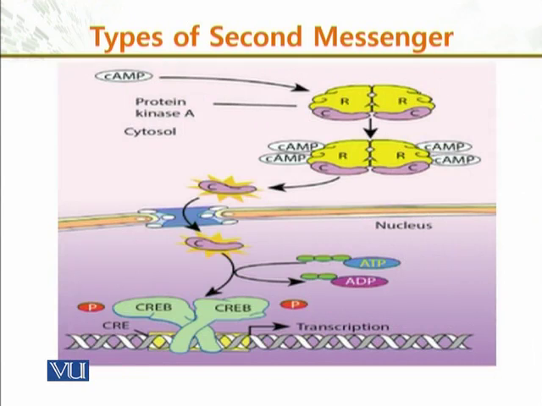Just as in this figure, the cyclic AMP goes to the protein kinase, and is further processed, making the signal which diffuses into the nucleus, changing the nuclear signals and the transcription of the DNA.